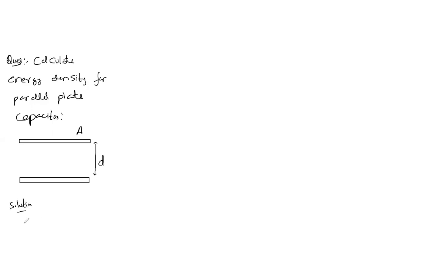So here energy density means energy per unit volume. Energy density is energy divided by volume. We represent energy density by small u, energy by capital U, and volume by V. This is the first equation.